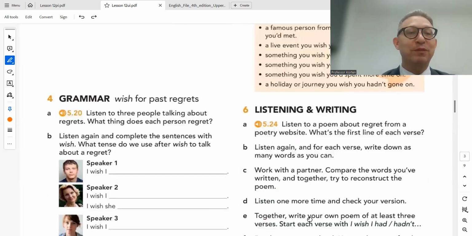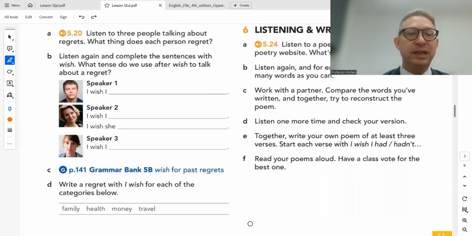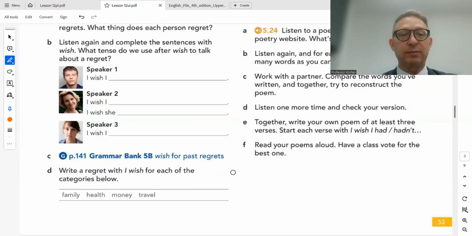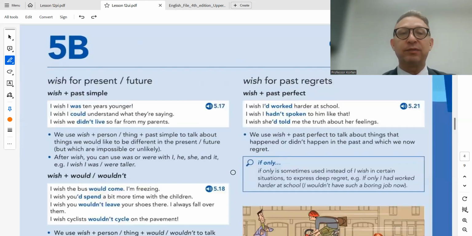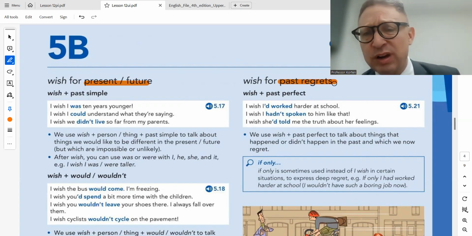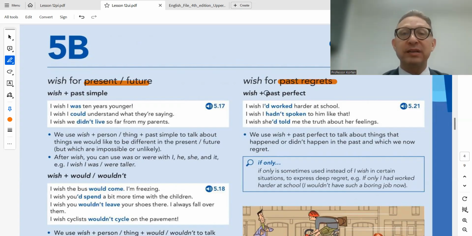Now, if you look at number 4, and this doesn't happen often, but here we have another grammar exercise, 2 grammar banks in one chapter or unit. We don't often have that, but we do here. So if you go down, very interestingly, this now is the second part. And we're using now, whereas we used wish for present and future, now we're using it for past. Now we have sort of the third conditional construction with wish plus past perfect talks about the past.